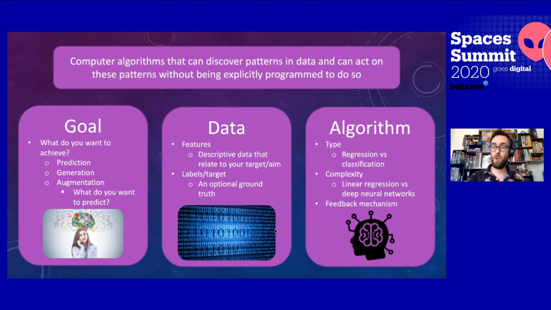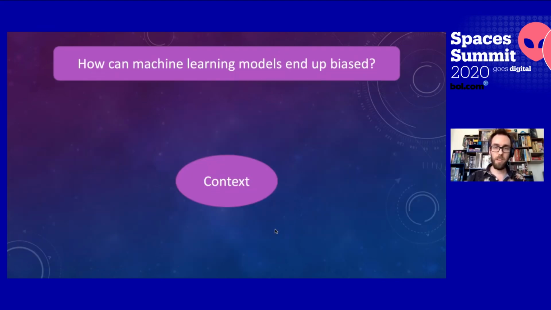The model needs to be able to know whether it's doing the right thing. So it needs to be able to learn. So you need some kind of feedback mechanism which basically tells the model how well it's doing while it's learning. Now, this is a very nice basis, but can you still explain bias by this? I don't think so. So I'm going to go a little bit deeper. So how can machine learning models then end up biased given this basis?